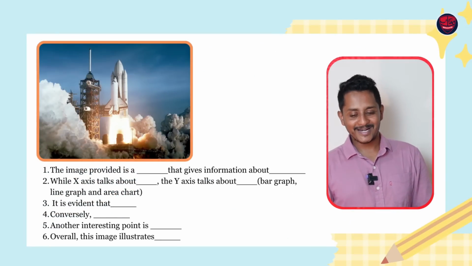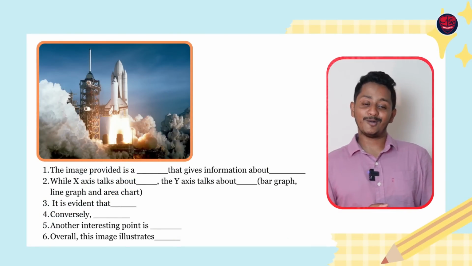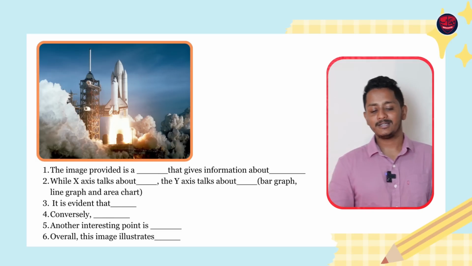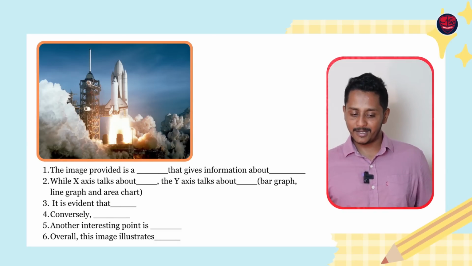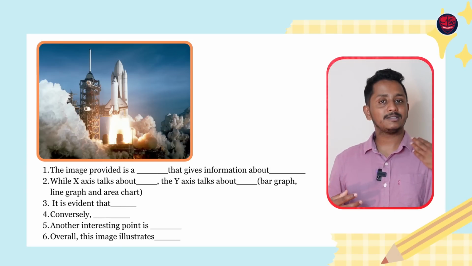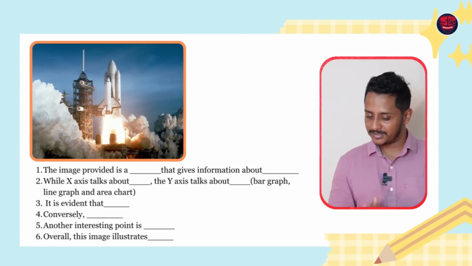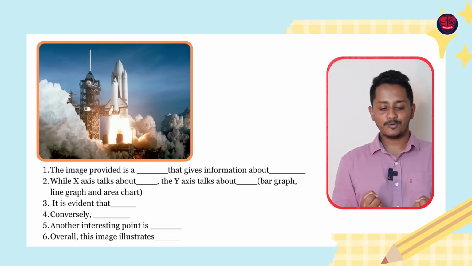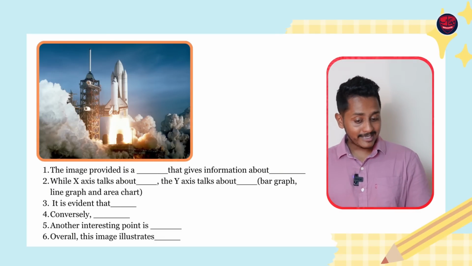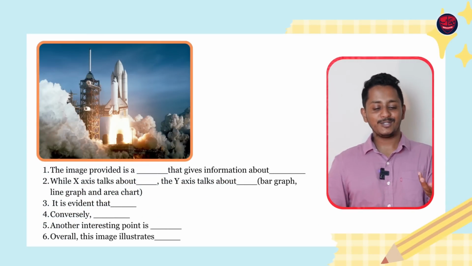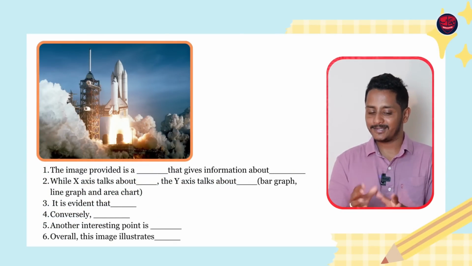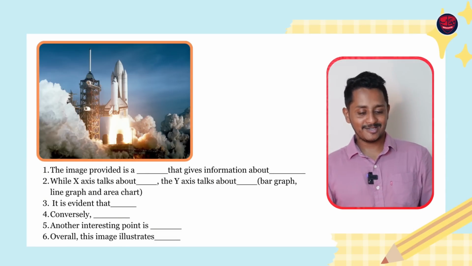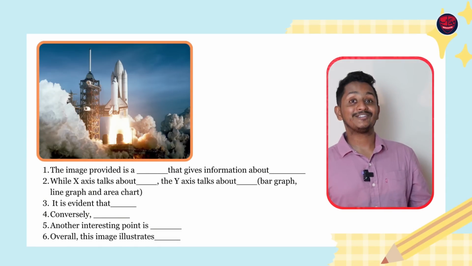That's all it is. The image provided is a picture that gives information about a rocket launching in some station, perhaps in India or outside India. It is evident that the rocket is launched and it is leaving or trailing behind a lot of fire and smoke because the thrust is upwards and the velocity is upwards. Conversely, we could also see a station there with some antenna. Perhaps they're testing some process which possibly could be a satellite launching. Another interesting point is we could see a lot of smoke and fire, which only indicates that rocket is in full swing to reach its desired orbit. Overall, this image illustrates a rocket launching at some rocket station.